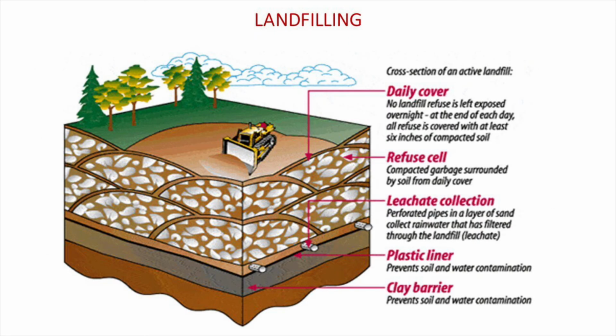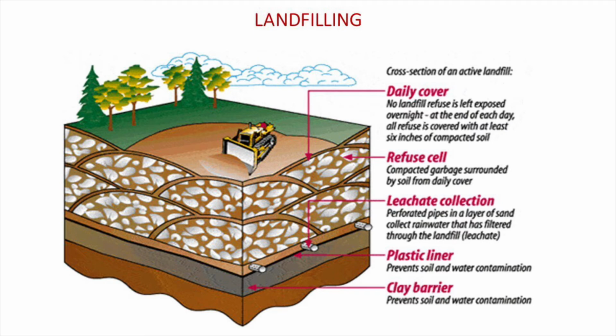The diagram shows the cross-section of an active landfill. It contains daily cover, refuse cell, leachate collection, plastic liner, and clay barrier. The daily cover means that no landfill refuse is left exposed overnight. At the end of each day, all refuse is covered with at least 6 inches of compacted soil. The refuse cell is the compacted garbage surrounded by soil from the daily cover.